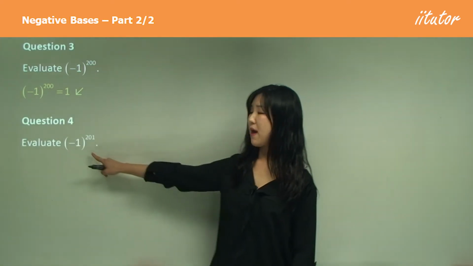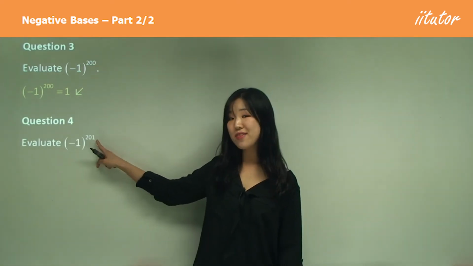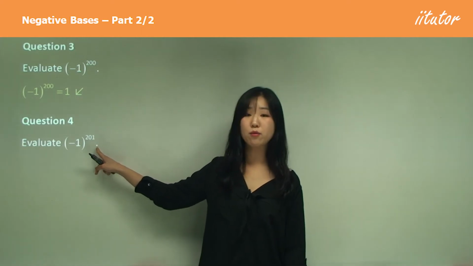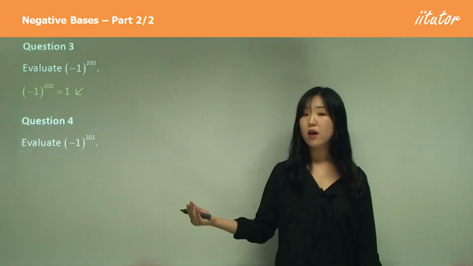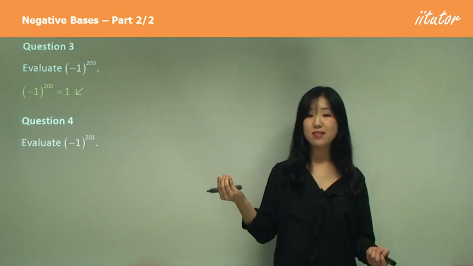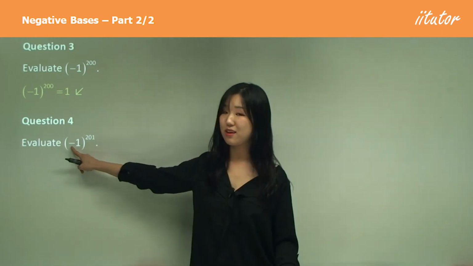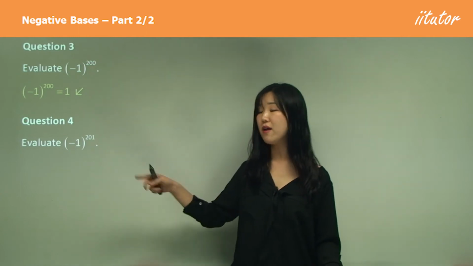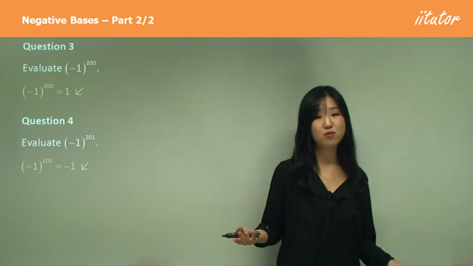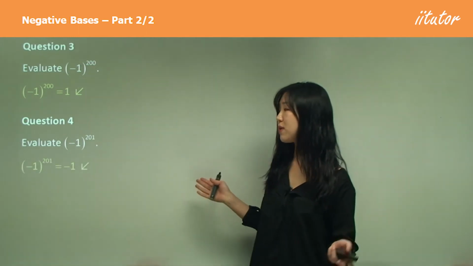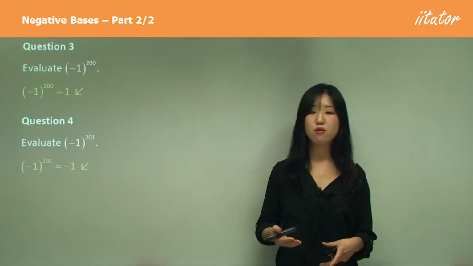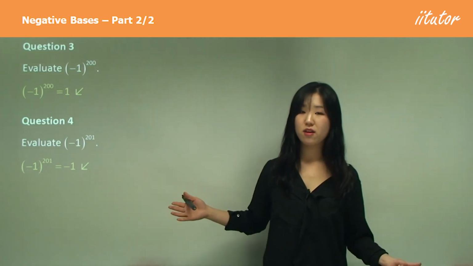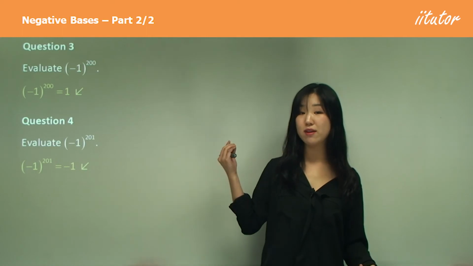This time it's the same base, negative 1, but the power this time is 201, which is an odd number this time. So 1 to the power of anything is 1, but this time it's negative. So a negative number raised to an odd power becomes negative. So it's just negative 1. Makes sense, guys? So you should be able to do negative 1 to the power of 2001. It should still be negative 1 because the power is odd.